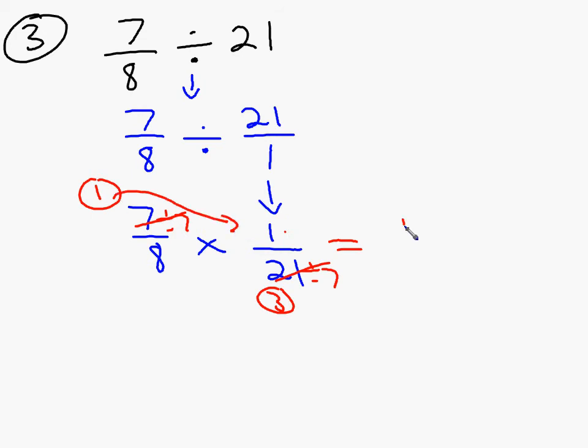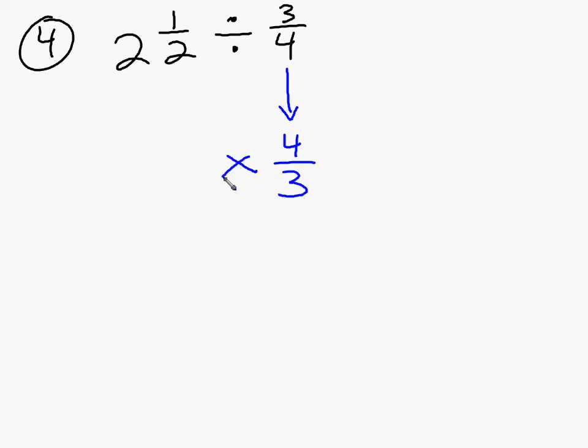1 times 1 is 1. 8 times 3 is 24. 1/24 is your answer. It's not 24, it's 1/24. All right? Trying to get you ready for everything you'll see.